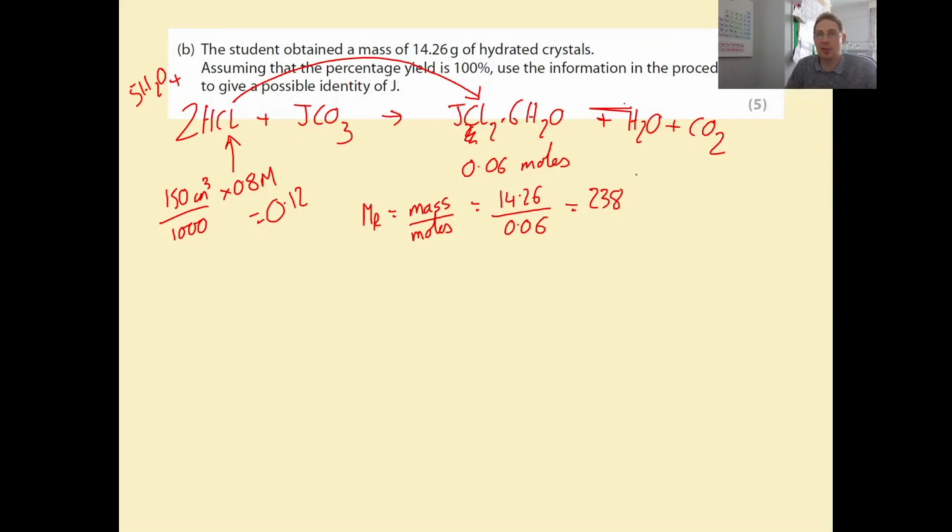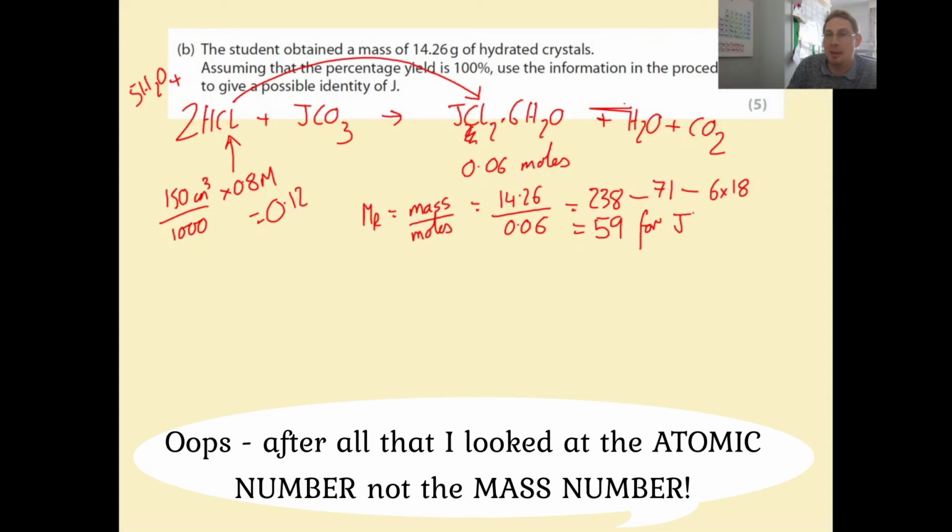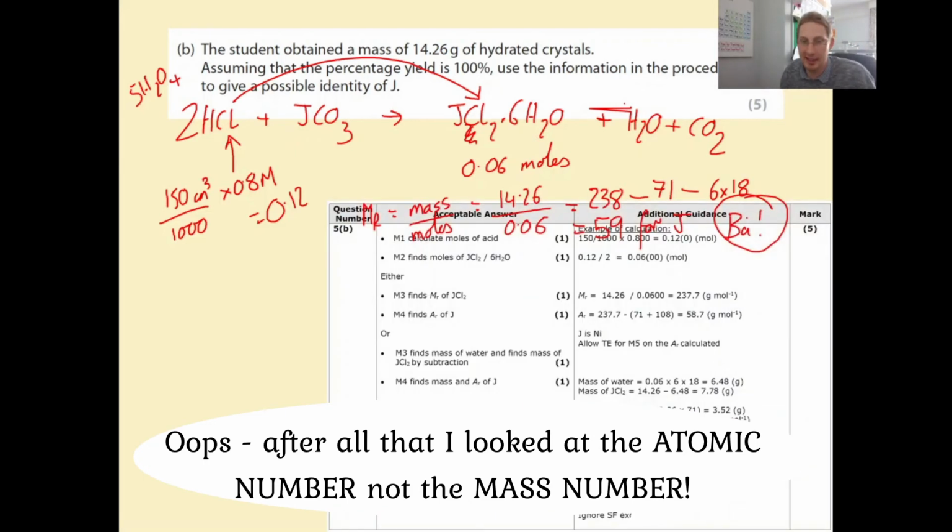So that's the MR of the whole thing. From which we can subtract 2 lots of chlorine, which is 71, and we can subtract 6 lots of water. Minus 71 minus 6 times 18 gives us a mass of about 59 for J. Now remember, this must be a 2+ ion, so we're looking down there, and hopefully the closest one is barium in group 2. Let's see if I made a mistake here.